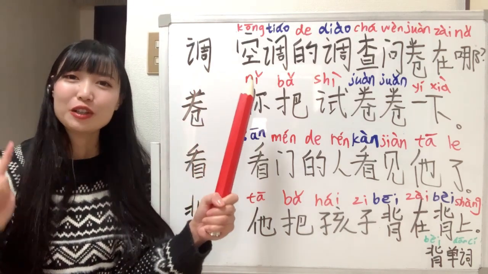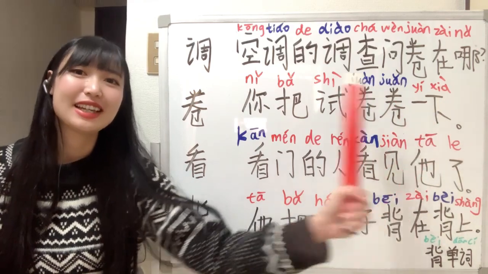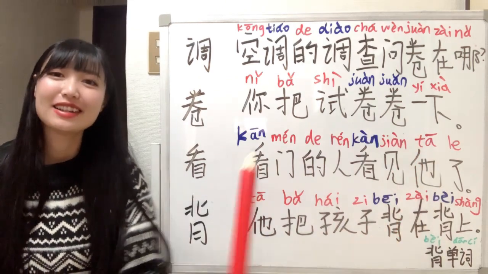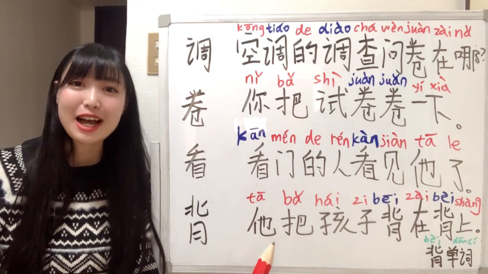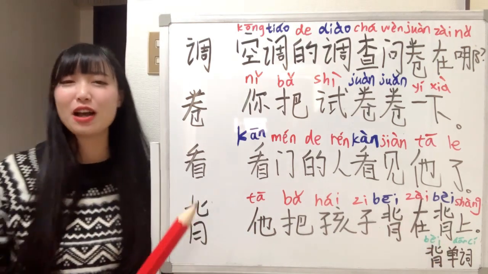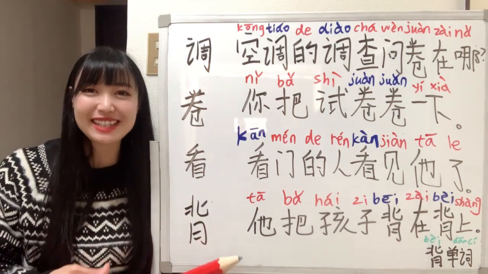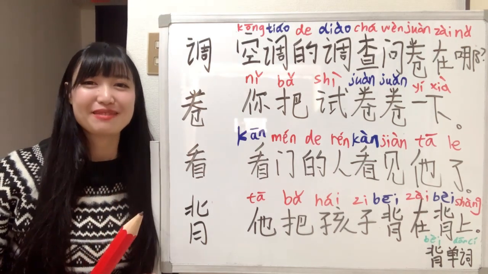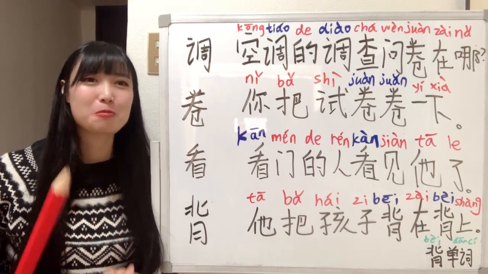First one, 空调的调查问卷在哪? 你把试卷卷一下，看门的人看见他了，他把孩子背在背上。Okay, I made these sentences because I want you to remember these verbs easily. I will try my best to make more similar sentences like this because it's easier to remember the words.